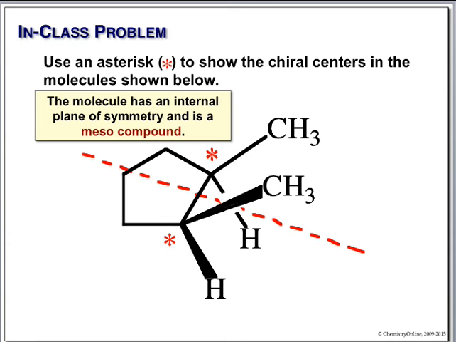So the ones we have to worry about are enantiomers, diastereomers, meso compounds, and identical.